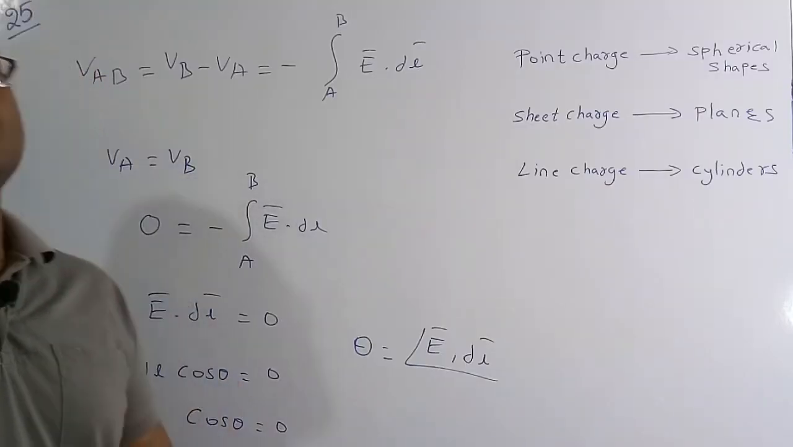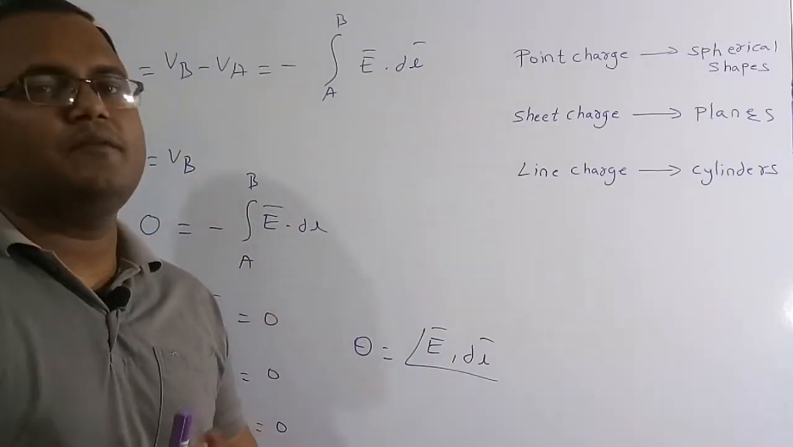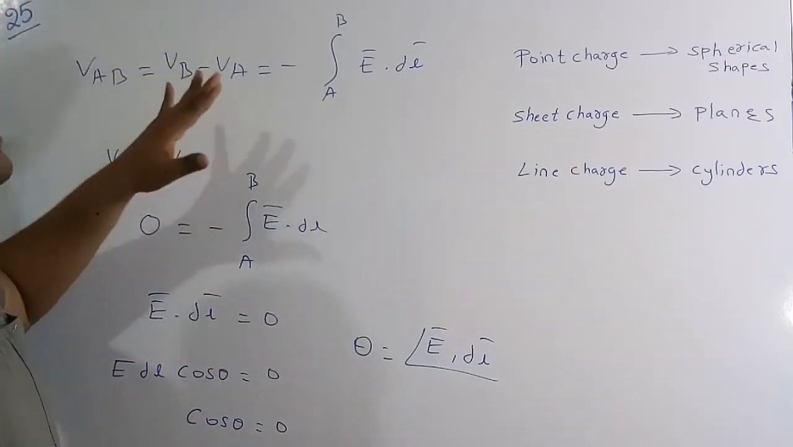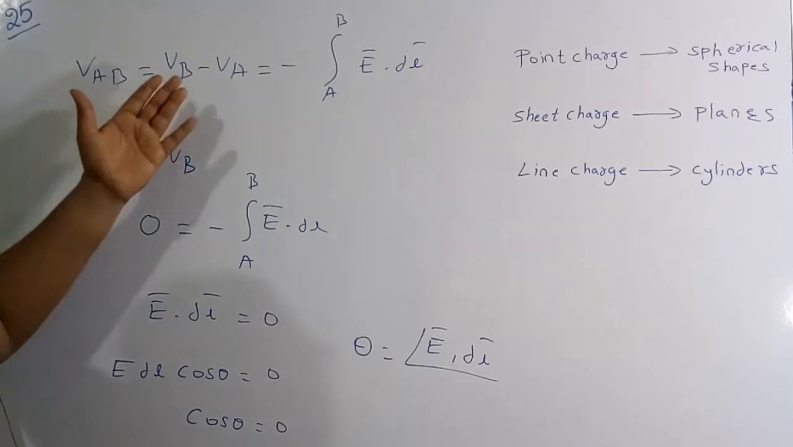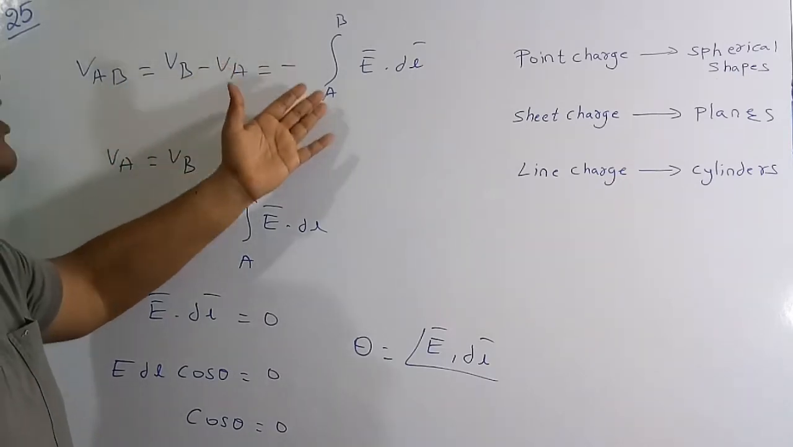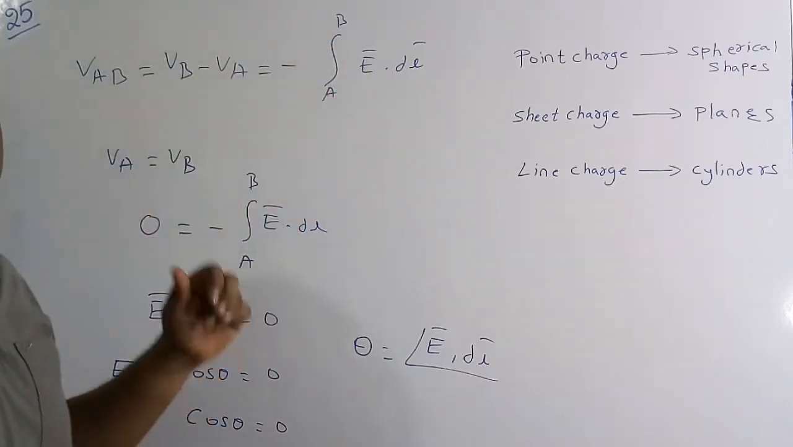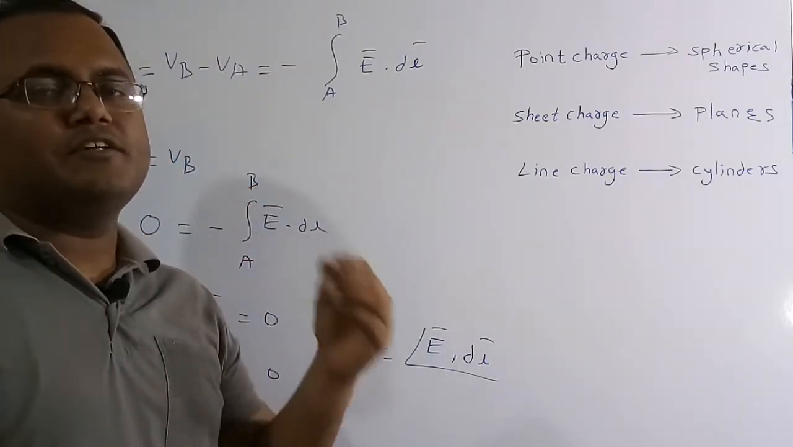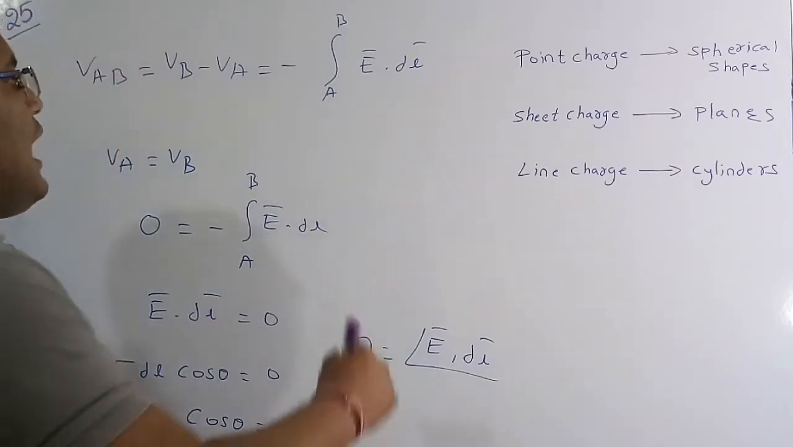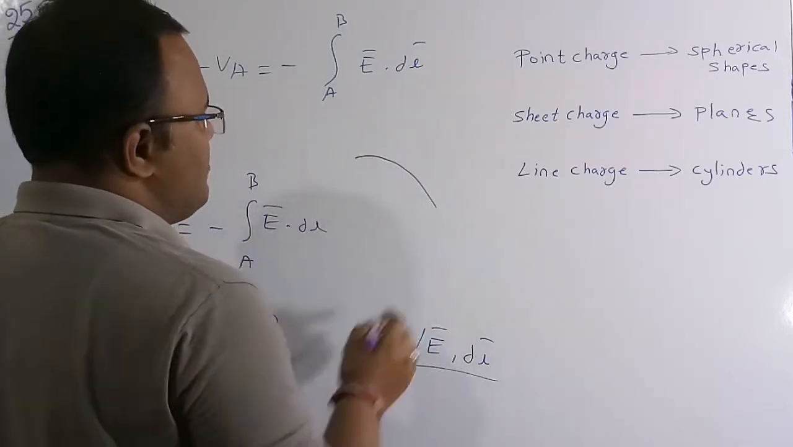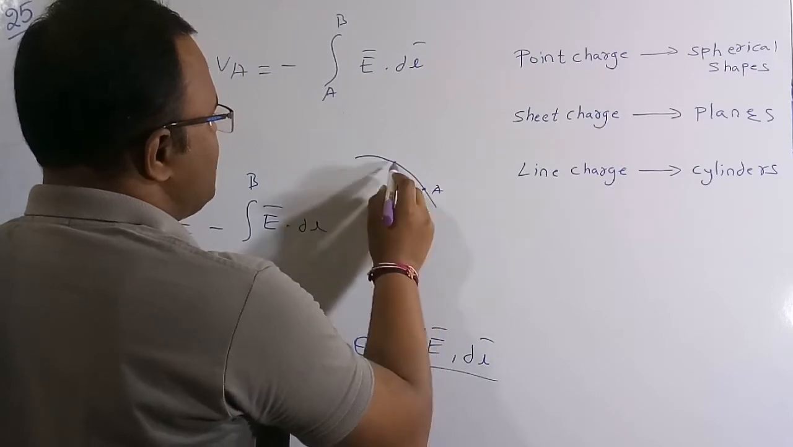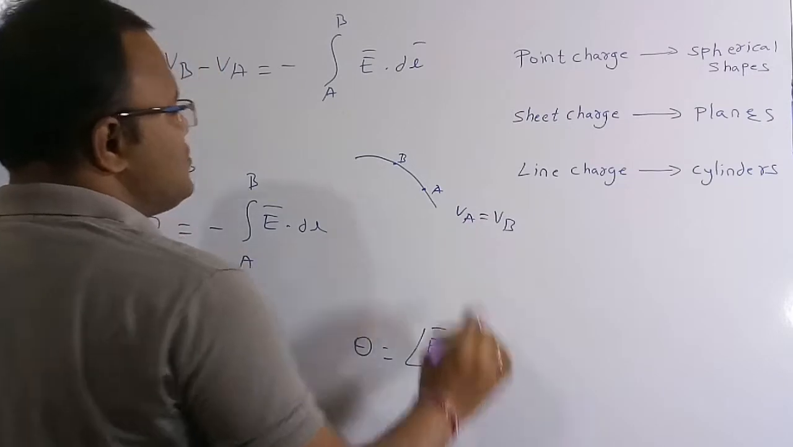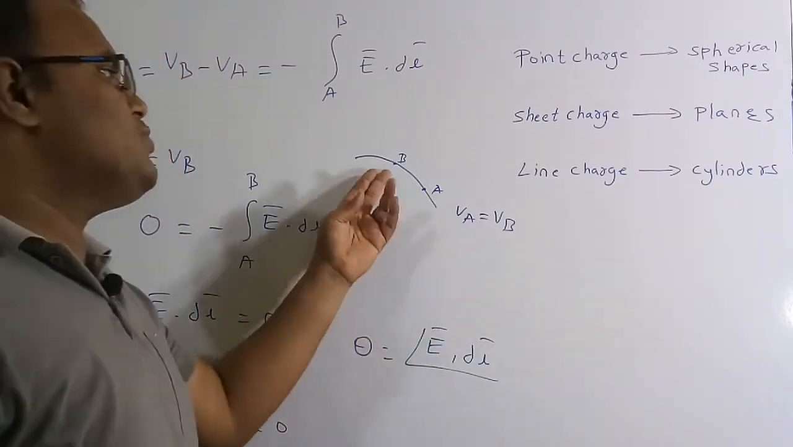In this question they are asking what is the nature of the equipotential planes and also the electric field. Basically the potential difference between any 2 points, VAB is equal to VB minus VA, is equal to minus integral of A to B E bar dot dL bar. Equipotential planes means the voltage at each and every point on that plane is same. Suppose this is the point A and this is the point B. So VA is equal to VB, because I am going to take these two at the same potential.